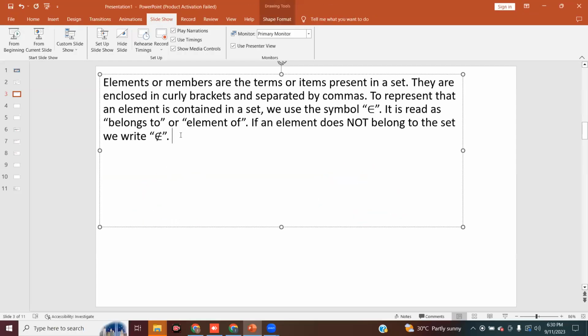So we have an example of this. Let's look at this example. It says write true or false to the statement given. So in each of the statements given, you're going to write true or false.